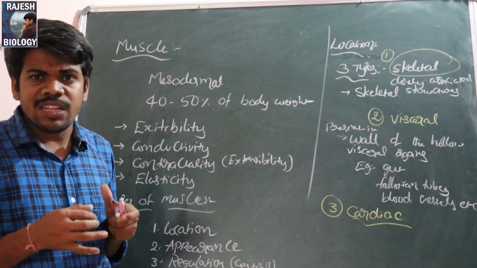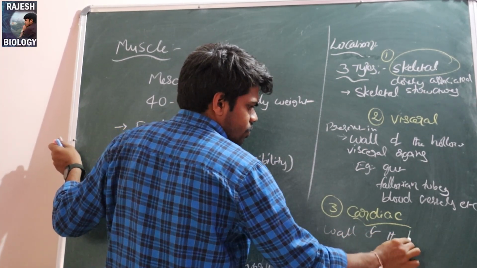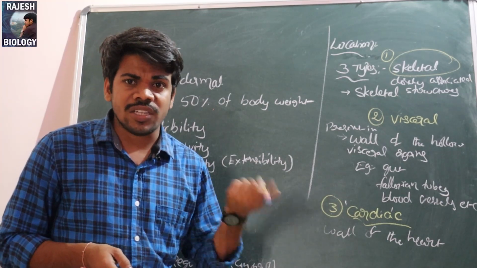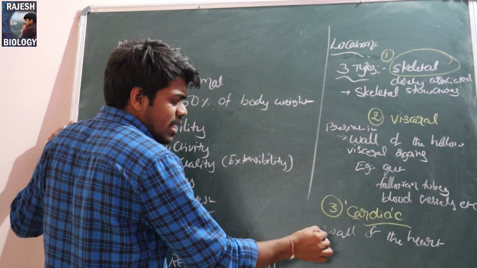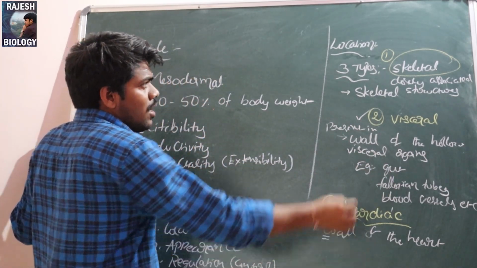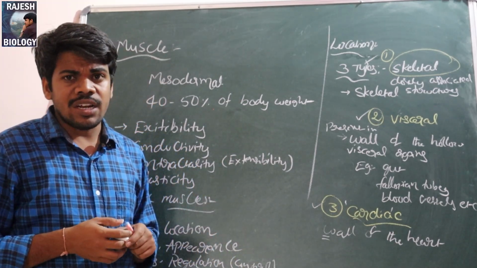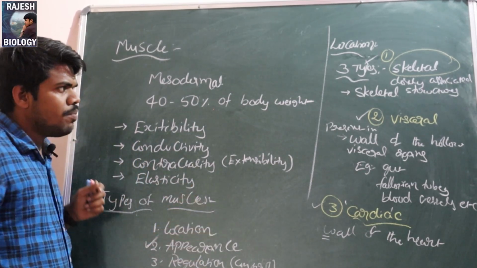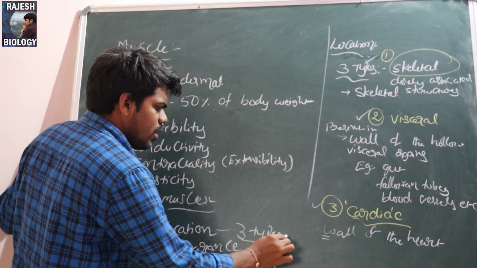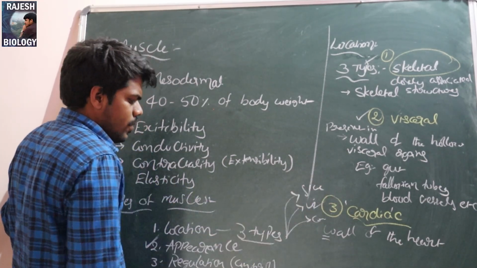And last but not least, cardiac. The name itself indicates this muscle is present in the wall of the heart. Because cardia means heart, as in electrocardiography, cardiologist. The muscle present in the wall of the heart is cardiac muscle. The muscles present in the wall of the visceral organs are visceral muscles. And the muscles very closely associated to the skeletal structures are called skeletal muscles. Based on their location, 3 types: skeletal, visceral, and cardiac.